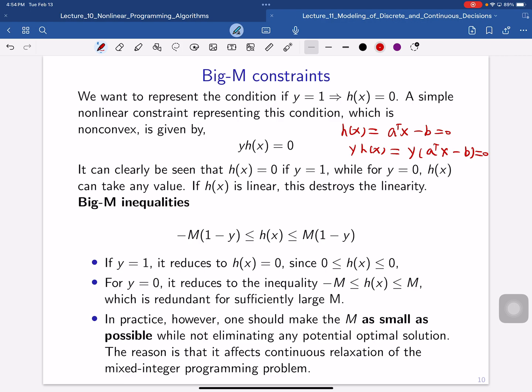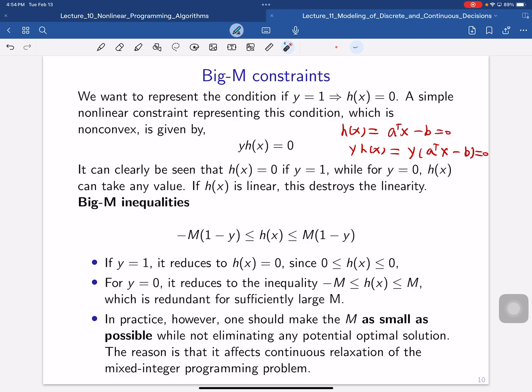Now the question is, how do we avoid this issue of having a nonlinear term? Yes? Y is a constant here, right? Yeah, so y is a binary variable. Y can be either 0 or 1. So how is y times x nonlinear? If x is a vector, then the constant just multiplies both. Yeah, that's a good question.